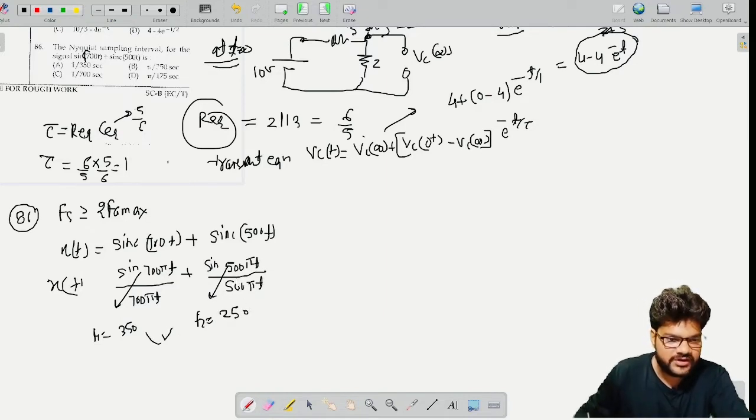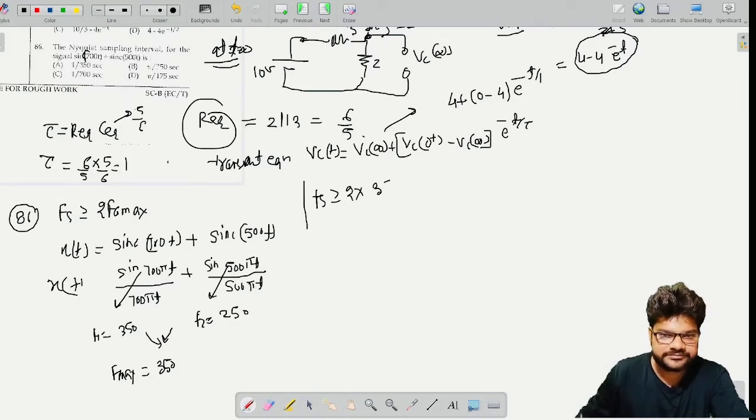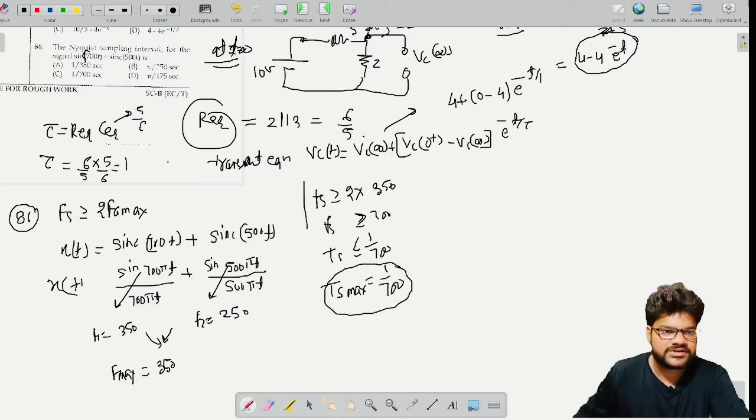From f1 and f2, the maximum frequency is f1, that is 350. So the Nyquist rate fs is greater than or equal to 2 f maximum, and f maximum is 350, so this will be greater than or equal to 700. This is the Nyquist rate, and the Nyquist interval will be less than or equal to 1 by 700. So the maximum Nyquist interval will be 1 by 700. So the correct option is C.